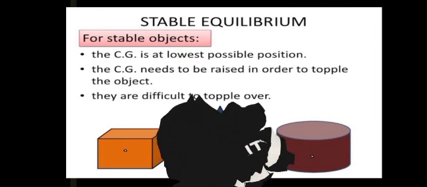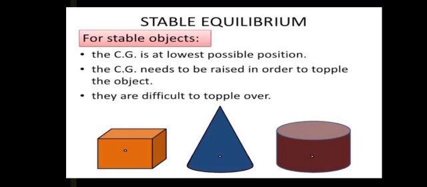Stability. Some things fall over easily when pushed. They are called unstable. Others are difficult to topple. They are stable. The stability of an object depends on how far it can be tipped before its weight moves outside its base. When this happens, the moment of the weight tips it over. Objects with a wide base, like this cuboid, this cone, and this cylinder, have a wide base and a low center of gravity. These are more stable. So we can say they are stable objects.